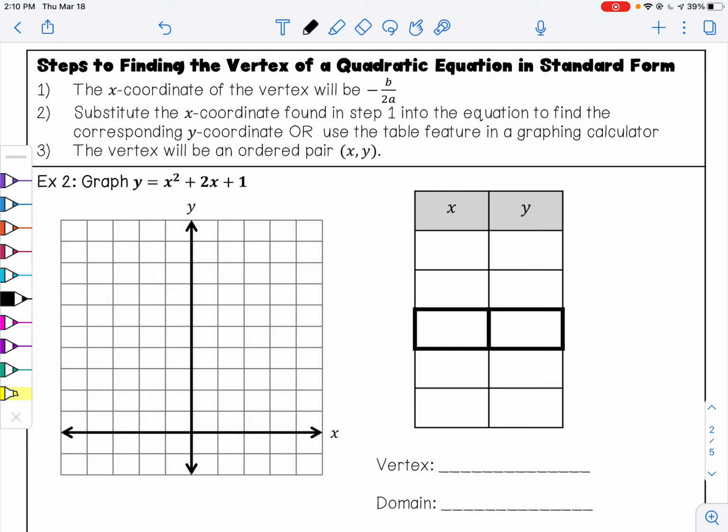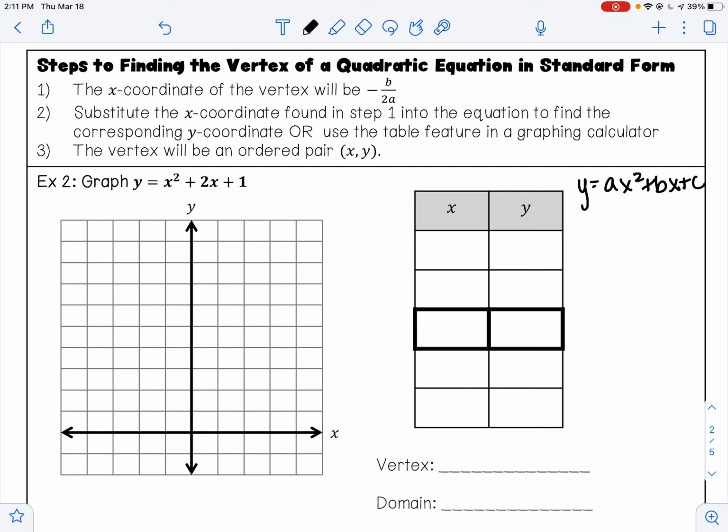Remember that standard form is y equals ax squared plus bx plus c. And so all the examples that we're going to look at today are going to be in standard form. So up at the top of our page, I have the steps for finding the vertex of an equation in standard form. So the x coordinate of the vertex will be negative b over 2a every time. Once you know the x coordinate of the vertex, you can plug that number into the equation to find the corresponding y coordinate, or you can use the table feature in a graphing calculator.